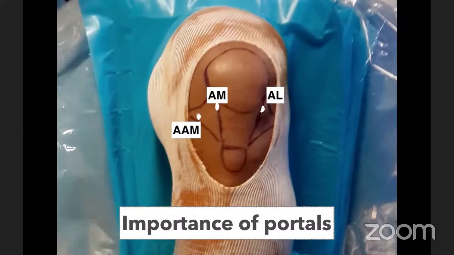So when we are doing our ACL, we are visualizing through the anteromedial portal, and then you are putting your drill through the accessory anteromedial portal. If you put them too close together, then you will have a lot of overcrowding and it's going to be difficult to make your tunnel. The viewing portal during femoral tunnel placement is the anteromedial portal, and the other portals are used as the working portals.